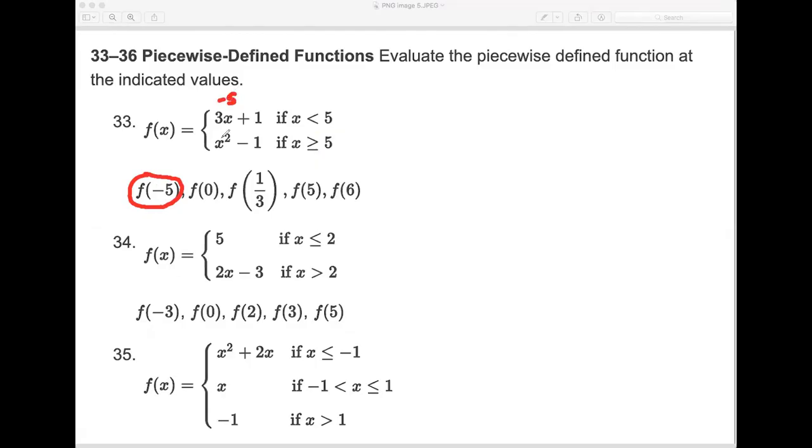So 3 times negative 5 is negative 15 plus 1 is negative 14. F of 0: 0 is also less than 5, so I'm going to use this one here, 3 times 0 plus 1, and get 1. 1/3 is also less than 5, so we're still using this one. I'm going to do 3 times 1/3 plus 1. So that's 1 plus 1, 2.